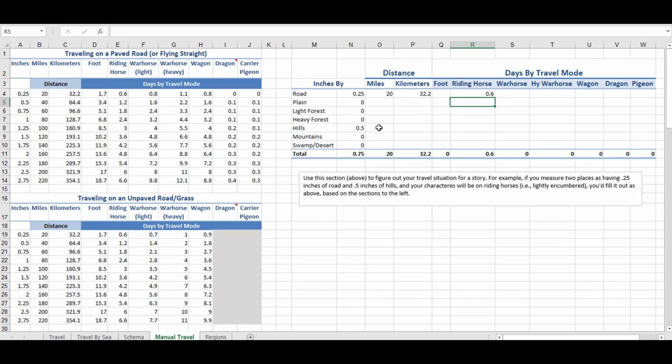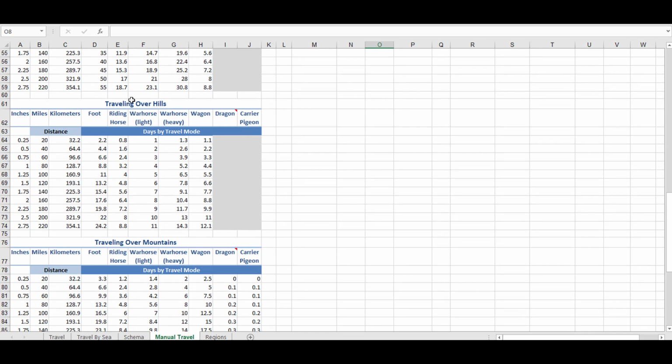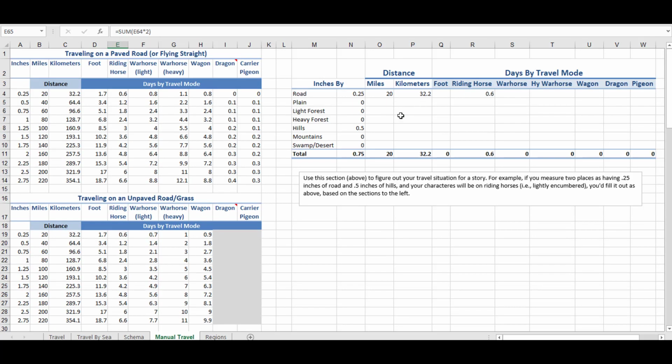But let's say they are also traveling over hills, and on our map, the distance is a 1/2 inch. Well, we don't want paved road, we don't want unpaved road. We're going to have to scroll down to traveling over hills. So here's the traveling over hills section, and we basically want these values here, which is 40 miles, 64.4 kilometers, and since we're on horse, we want 1.6. Let's see how good my memory is. Type in 40 here, 64.4, and then 1.6.